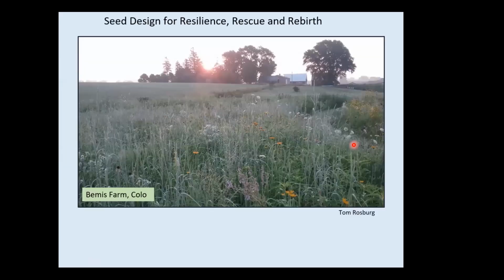Okay, so how do I do this? I can finish this up in about 10 minutes. So here's a little planting at my place. My question here is, here's how you design a prairie for resilience to help rescue the prairie and bring the prairie back and provide a rebirth of prairie, and do it in the right way.